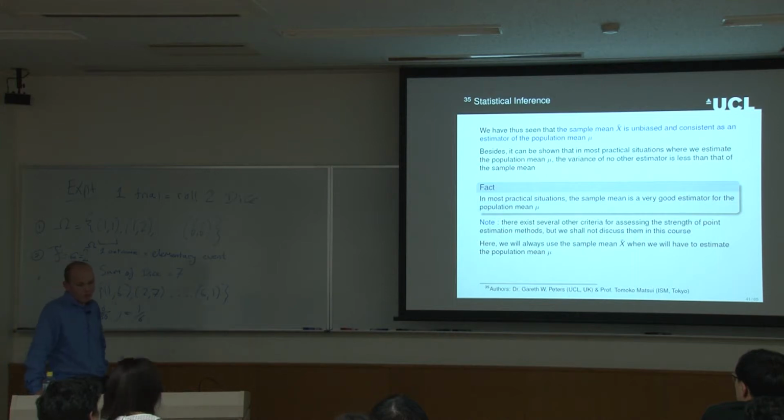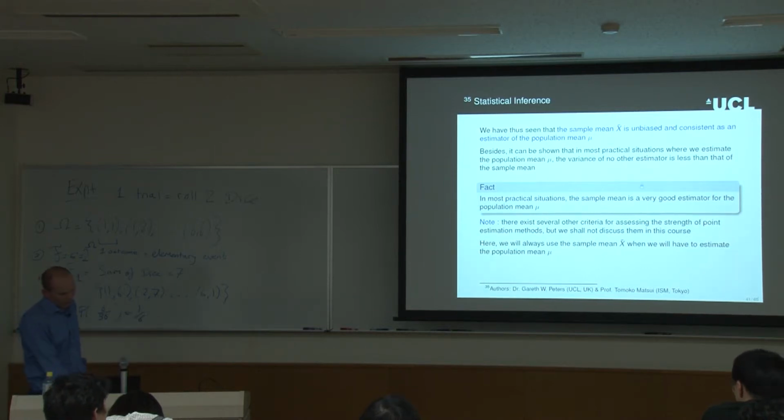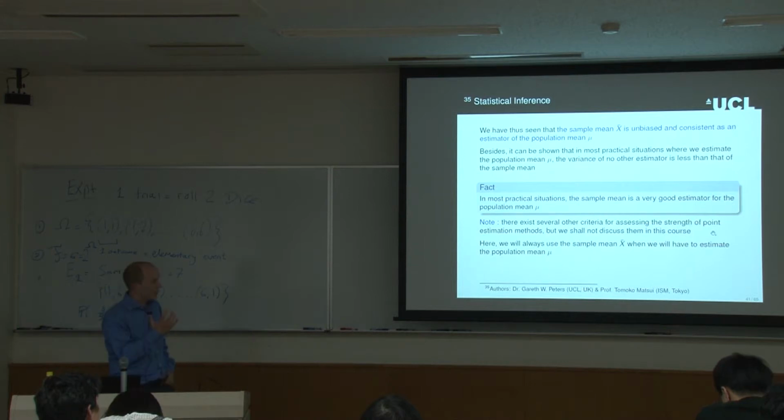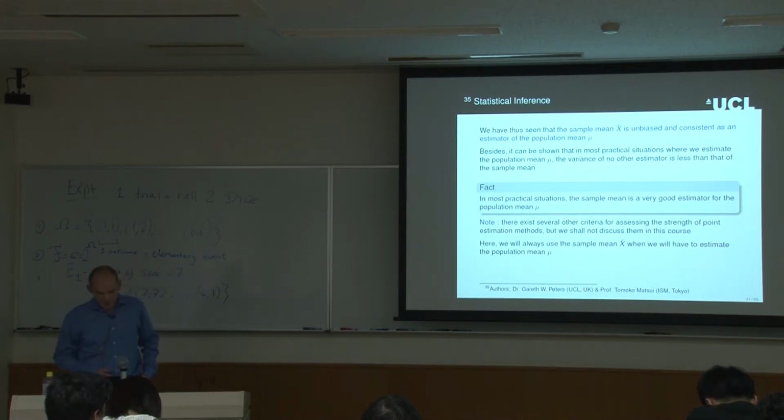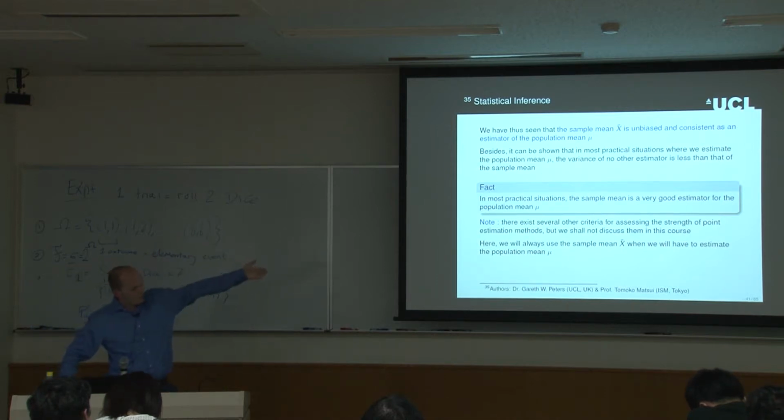Okay. So in general, and in most practical situations, the sample mean is in fact a very good estimator. It can be shown that the variance of no other estimator is less than that of the sample mean. There are a number of other properties of estimators you can look up if you're interested, but I'm not going to talk about any further properties in this course. So we'll focus on these 3 ideas we introduced here. For this reason, we're going to use the sample mean to estimate the population mean all the time.